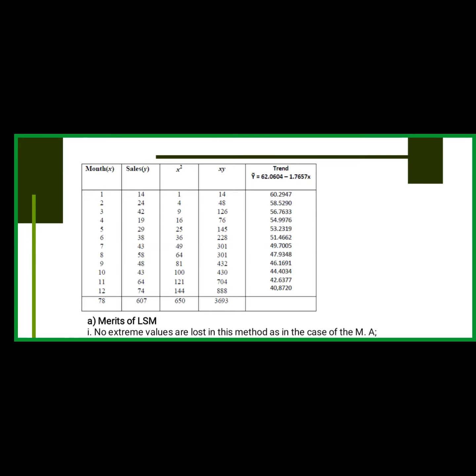Let's use their own solution for now. Look at the last column, they got Y equals 62.0604 minus 1.7657X. So anywhere you see X, you are going to put the month. For the first month, they just put 1. It's 1 month, right? So on your calculator, put 1 in place of that X and give me the answer.